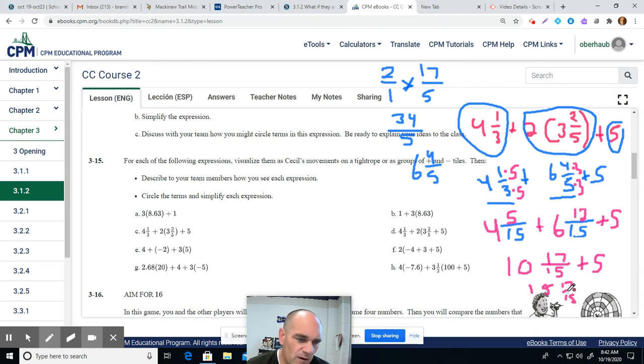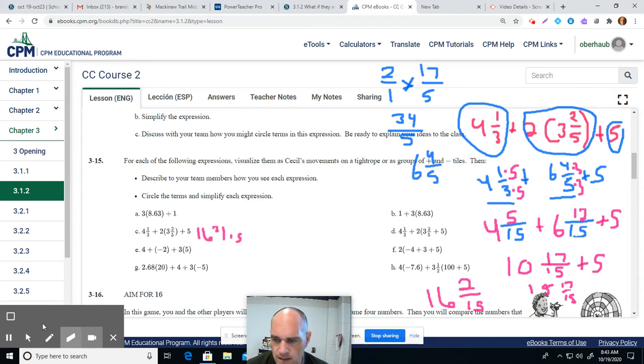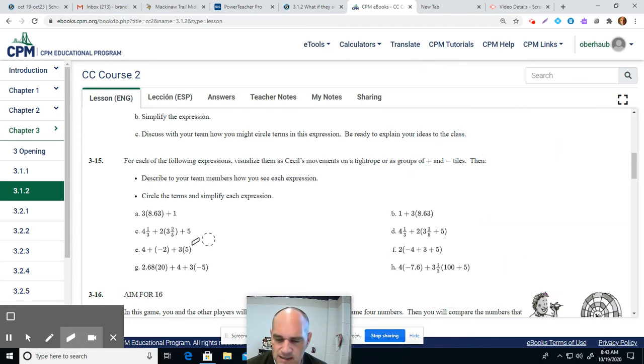So 15 goes into 17 once. So I'm going to add that to my 15, makes that a 16 now. When I subtract, I would have 2 left over, and then the bottom stays the same. So this becomes 16 and 2/15 when I'm done with all that. All right, let's see. Oops, dang it, I didn't want to erase all that, but oh well.